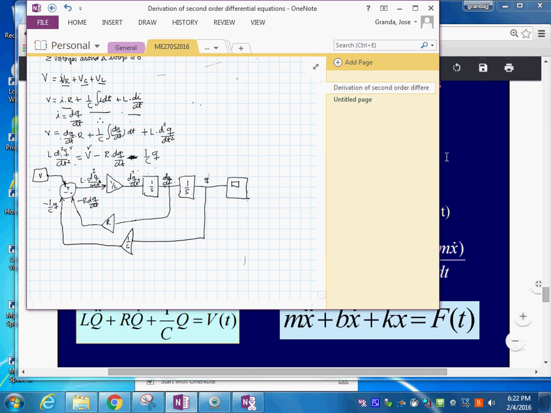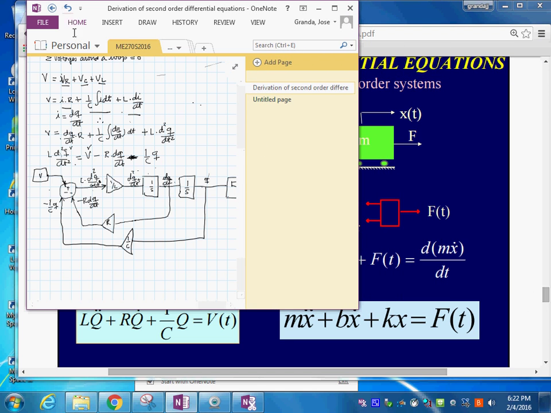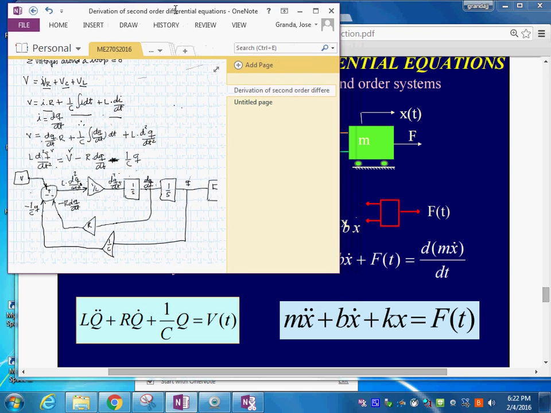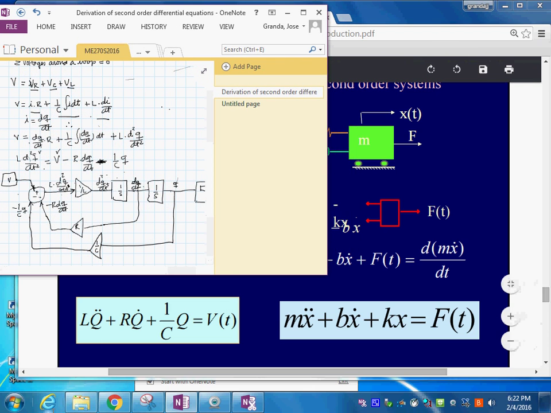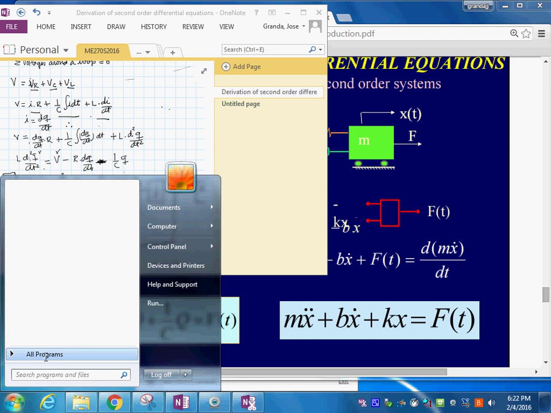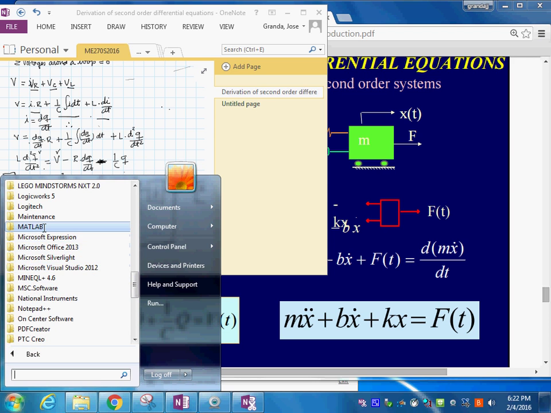So we'll reduce it to the point that we could just see it on Simulink. We're gonna leave it here for now, and then we're gonna start MATLAB and go to Simulink. All right.